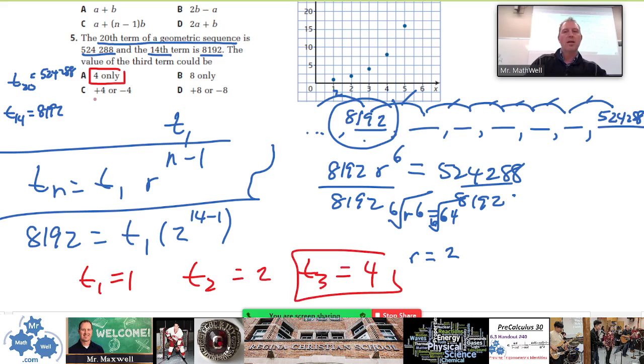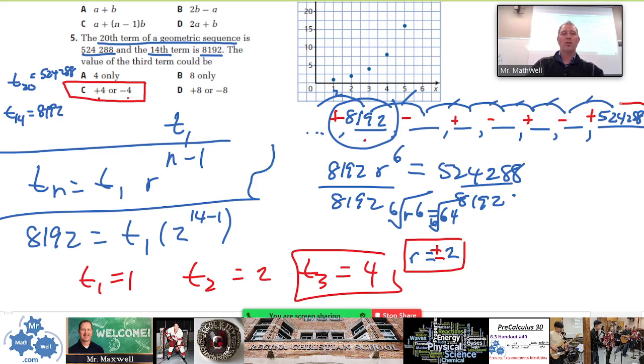Now, could this be positive 4 or negative 4? So this is the 14th term. R could be actually 2, but could it be negative 2? If it was negative 2, this would be negative, this one would be positive, negative, positive, negative, positive. So do you see how r could be plus or minus 2, actually? So that's why this answer looks like C would be your correct answer. Because if r was negative 2, these two values that were given would both be positive. And if it was positive 2, these two values given would still both be positive. So that's why it's not 4 only. I think it should be C here then.